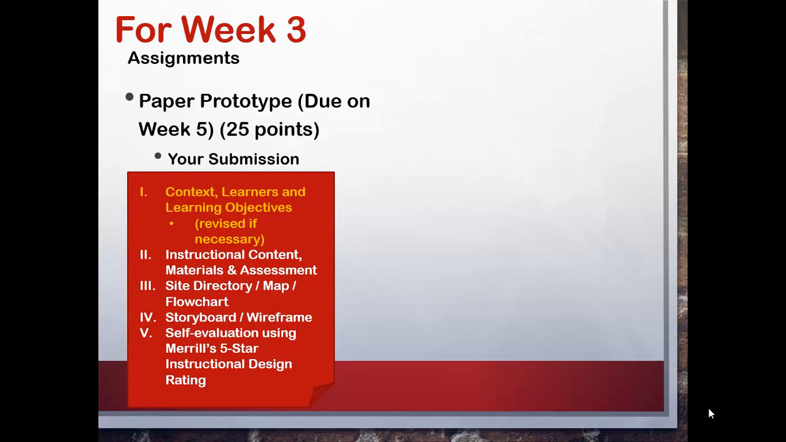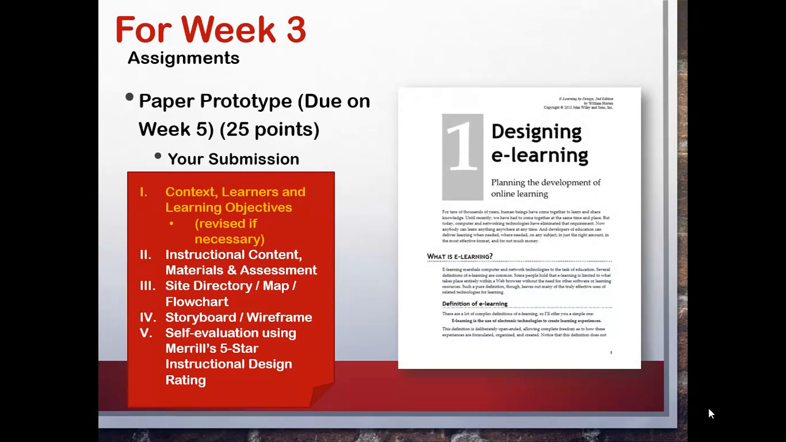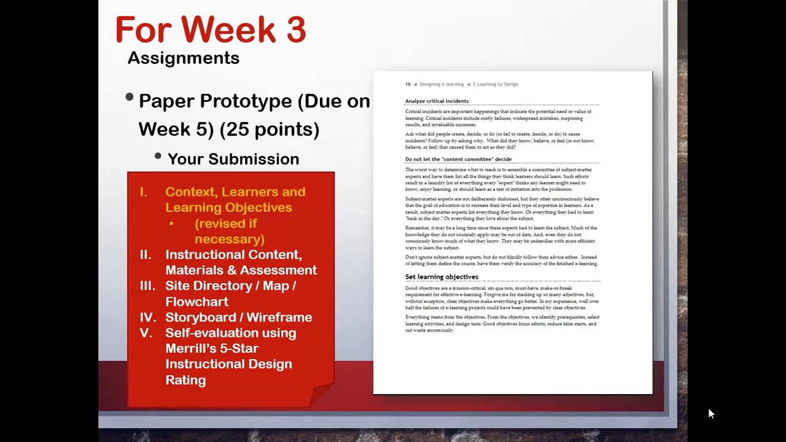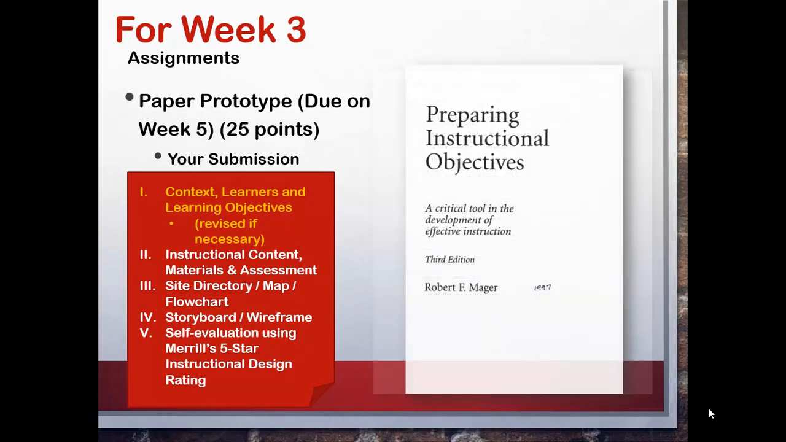That first piece of your paper prototype, the context, learner, and learning objectives section, is exactly what you submitted in our assignment 1, except that you must revise it if necessary. If I indicated that there were things that needed improvement, if there's no revision, there will be a deduction of 5 points. So you get to go back and review chapters 1, 6, and 12 for the information about how to identify the context, and also the specific sections for learning objectives, to complete this part and rewrite it if necessary.